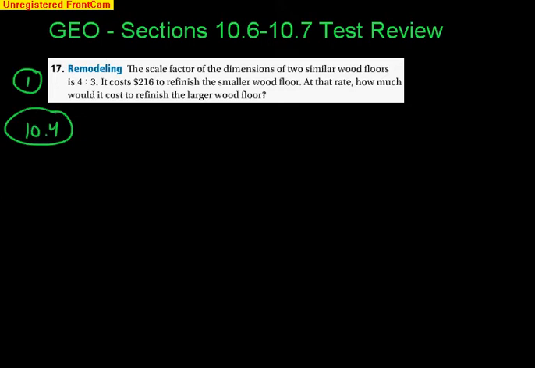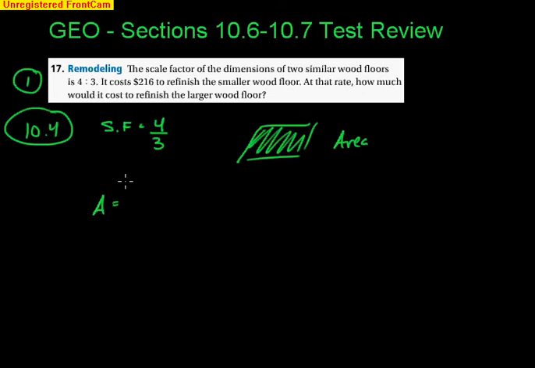Okay, so first we're given a scale factor of 4:3, and this is important. When you refinish a floor, you're covering the entire floor, so this is an area problem. If the scale factor is 4:3, then to find the ratio of the areas, we take the squares of those numbers. 4 squared to 3 squared, and that's 16:9. This is the ratio of the areas.